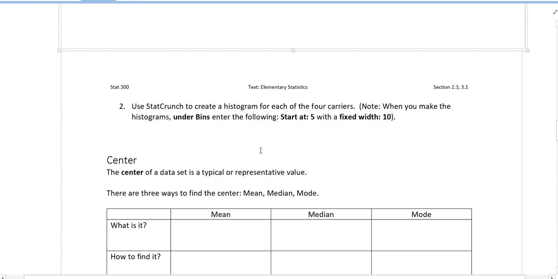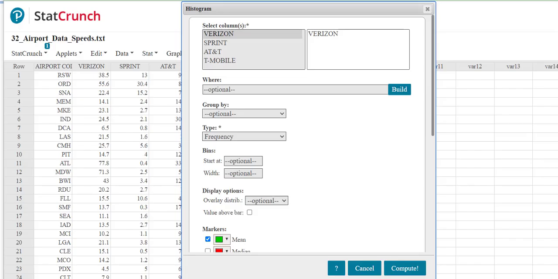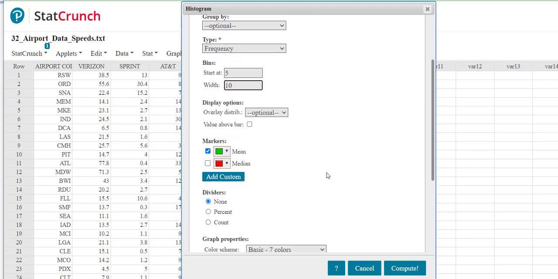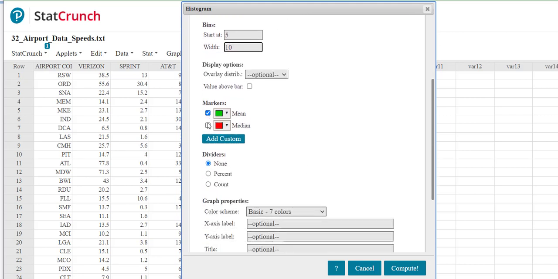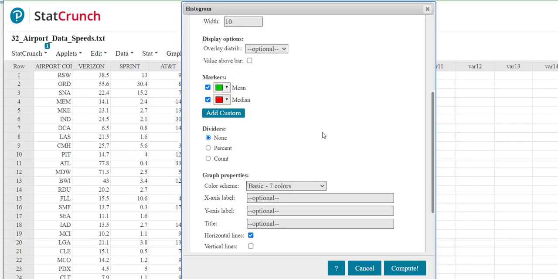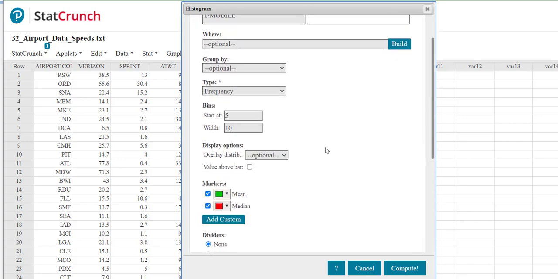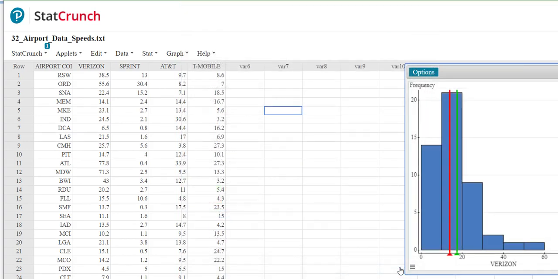And so let's go back to StatCrunch. I'm going to see here where it says bins. I'm going to start at 5. So just enter the number 5. And width, we're going to select 10. So this is going to give us 5 bars with a width of 10 for each. And if I wanted to mark, like I said, there's the mean. Let me mark the median as well. And then that's it. That's all you need to fill in, and then compute.